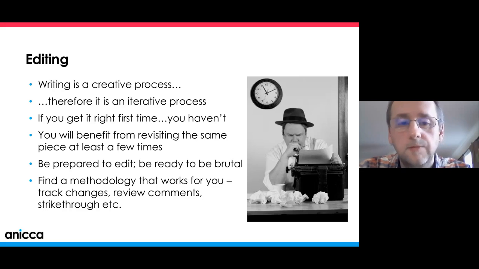For me, I will write a piece on day one. I will perhaps read it again later in that day, but certainly I will go back to it the following day and possibly a couple of times afterwards. Again, timescales are important, but there is a lot of benefit to be had from literally sleeping on it and then going back, as I say, possibly a few times.